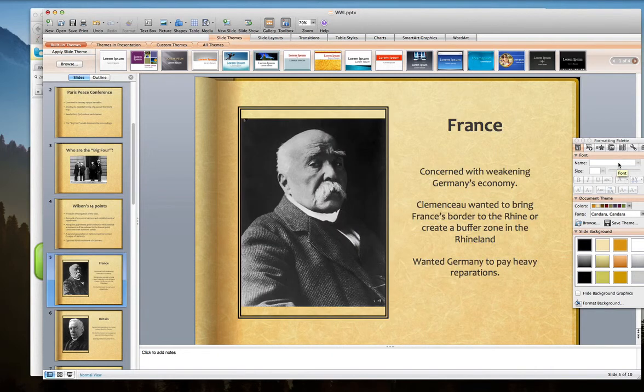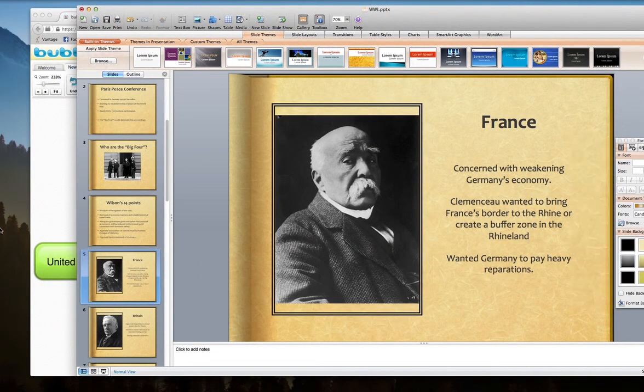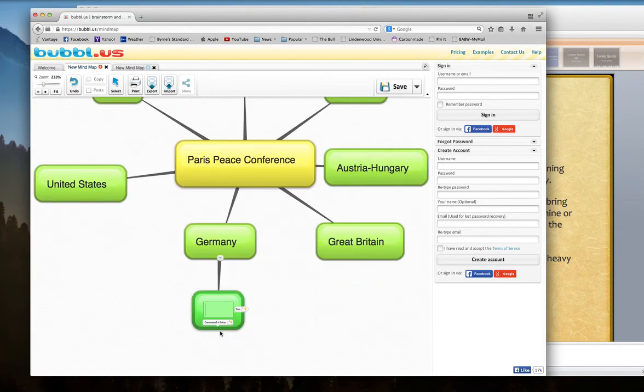So with France, they were concerned with weakening Germany's economy. Clemenceau wanted to bring France's border to the Rhine and create a buffer zone in the Rhineland, so that way they would prevent future wars. And they wanted Germany to pay heavy reparations. So let's go over here to our mind map. Oh, let me undo this one.